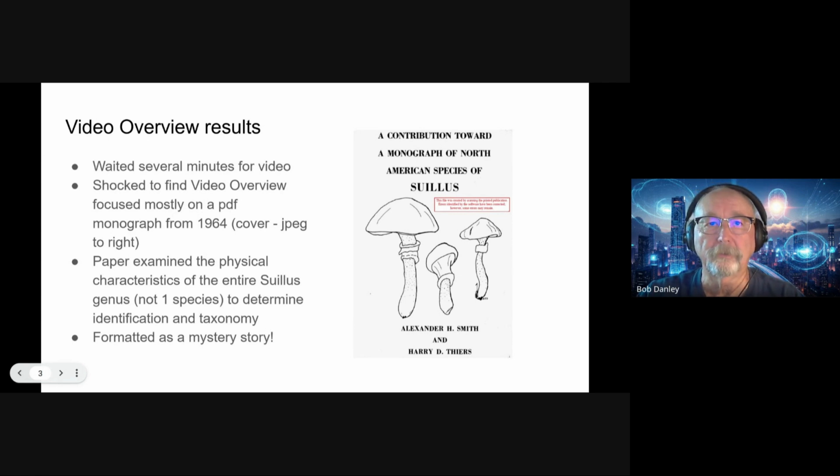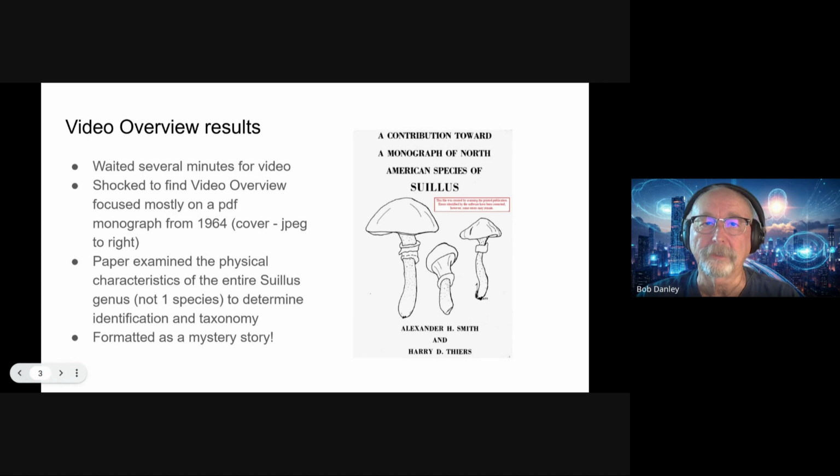And actually, it looked at the entire genus. When we're talking about wildlife, most plants or animals have a common name and then they have a scientific name, so that no matter what language you speak in the world, the scientific name will be able to identify what you're talking about. So the genus is Suillus, and it's a group of mushrooms that all have similar characteristics.